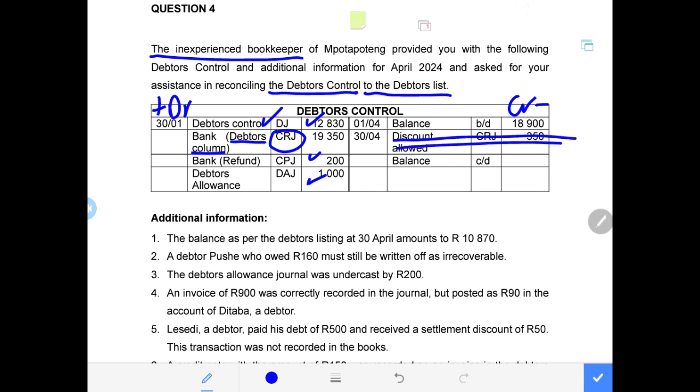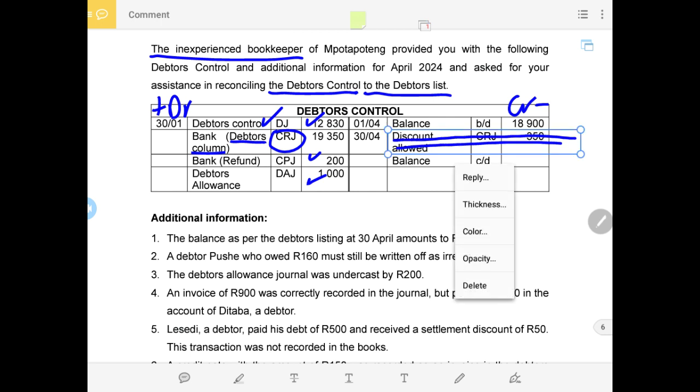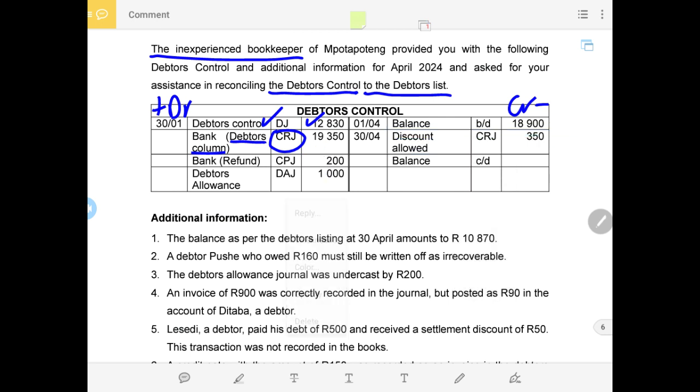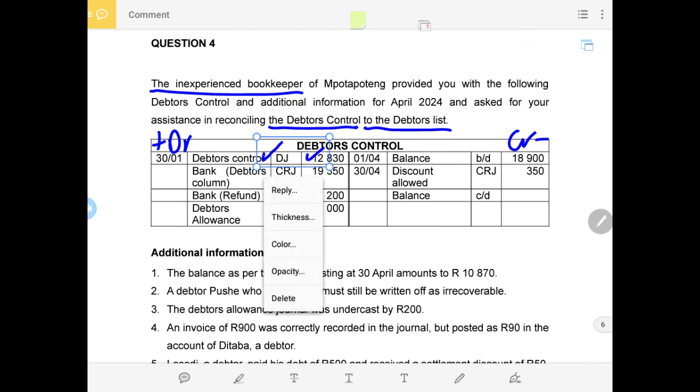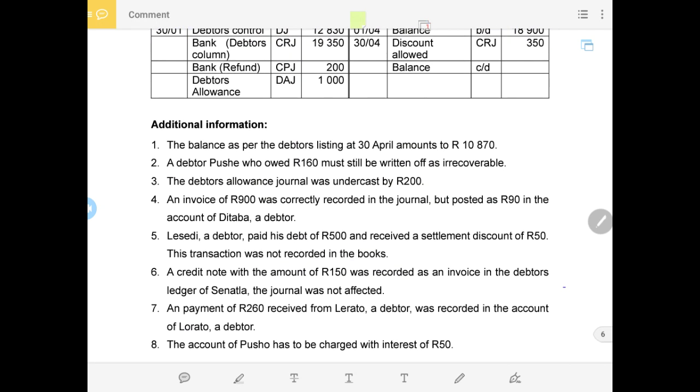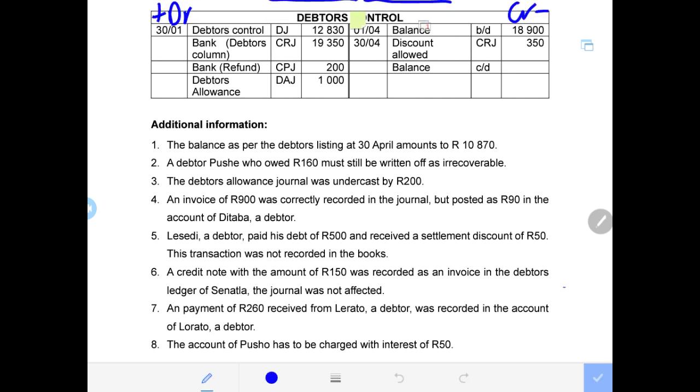Remember, this one we are discarding because it is already included in the amount of 19,350, which is bank and discount. So now we have dealt with the existing ledger account in terms of recording on the right side. This bookkeeper was really inexperienced and needed one of our students who masters Accounting One, debtors reconciliation. Now we have additional information that is provided to us where we need to deal with it separately.